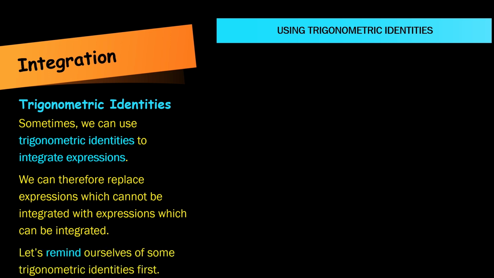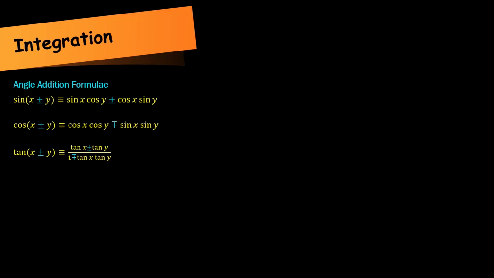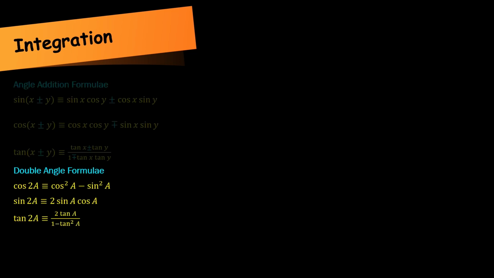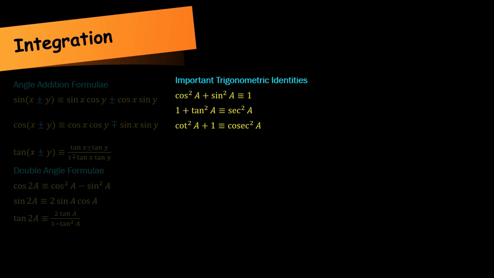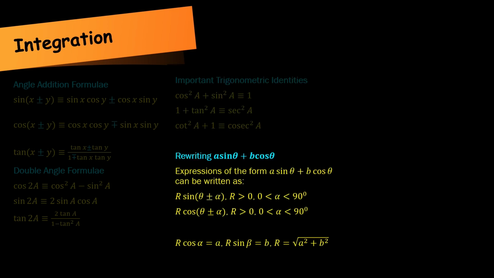Let's remind ourselves of some important trigonometric identities first. Here are the angle addition formulae and the double angle formulae. Some important trigonometric identities. We can also rewrite a sin theta plus b cos theta as r sin(theta plus or minus alpha) or r cos(theta plus or minus alpha), as shown here.